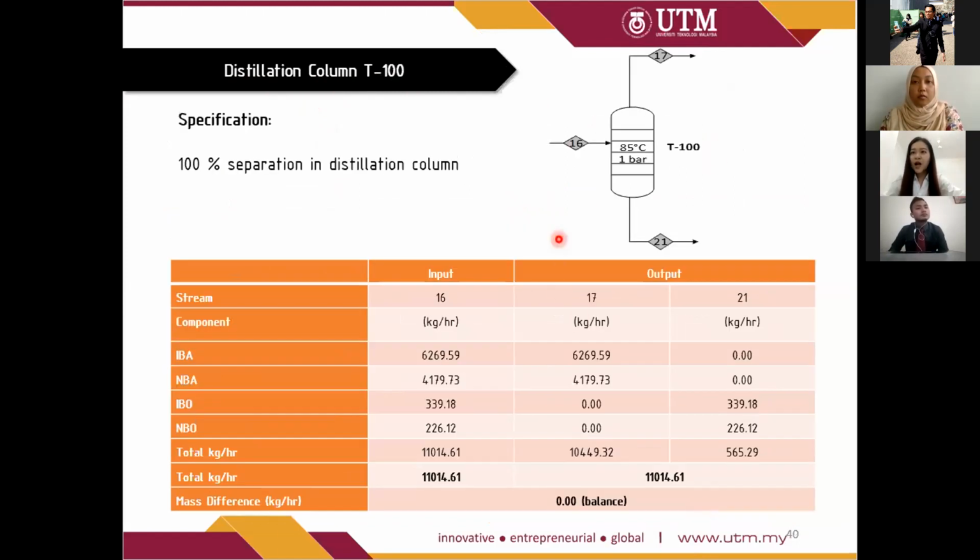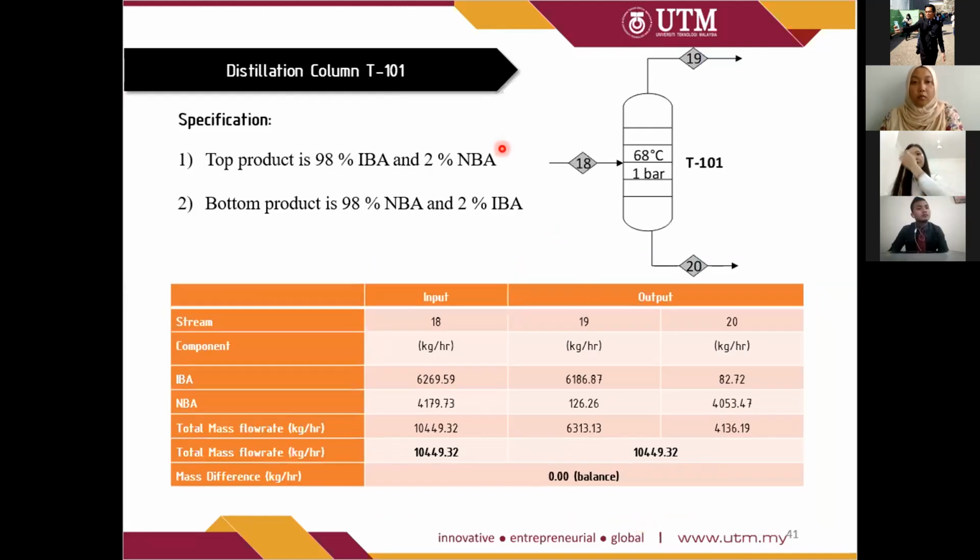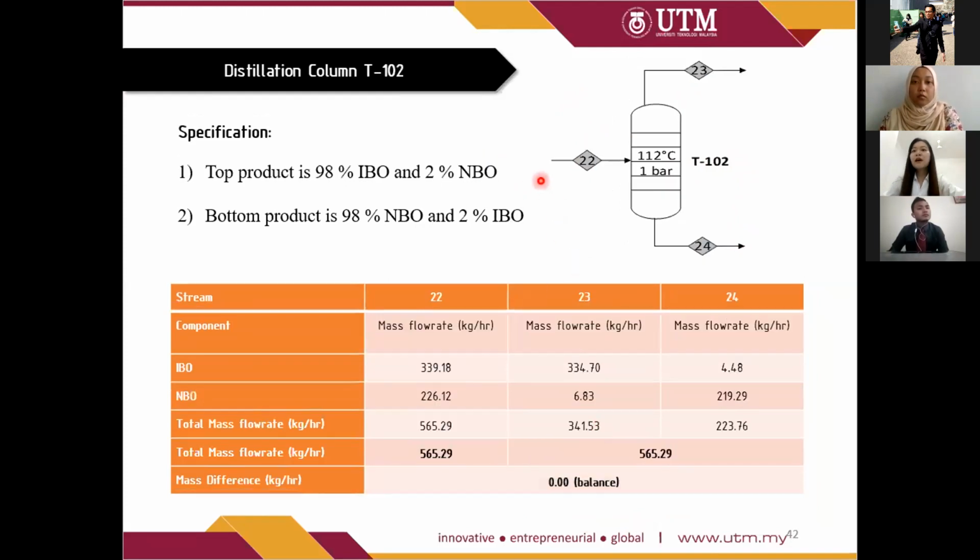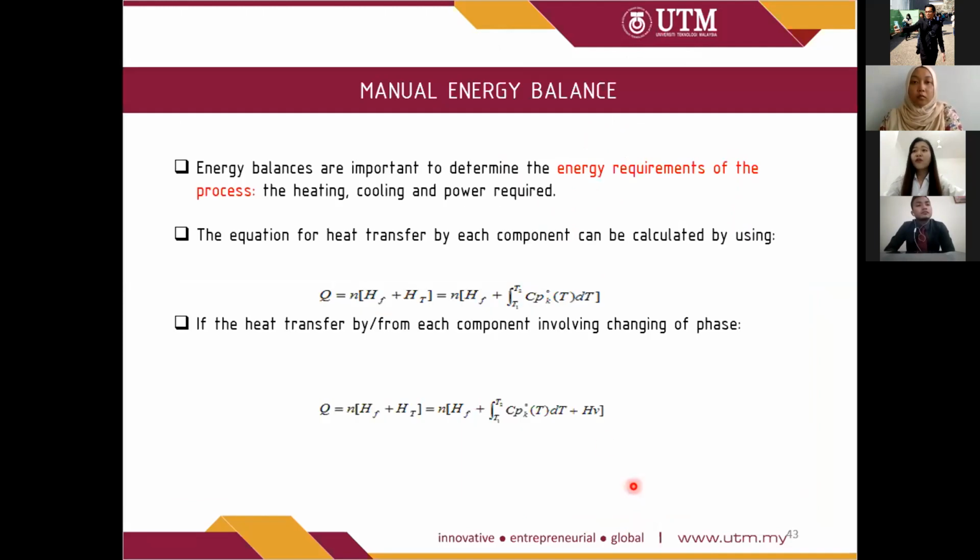Next, for the distillation column T100, which is used to separate the isobutyraldehyde, butyraldehyde, butanol, and isobutanol. From here, we can see that the mass difference is 0. Next, for the distillation column T101, which is used to separate the isobutyraldehyde and the butyraldehyde. Here, the mass input is the same as the mass output. So next, for the distillation column T102, which is used to separate the isobutanol and butanol, and the mass is balanced also. So next, we will proceed with the manual energy balance.